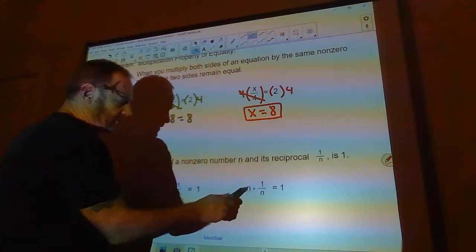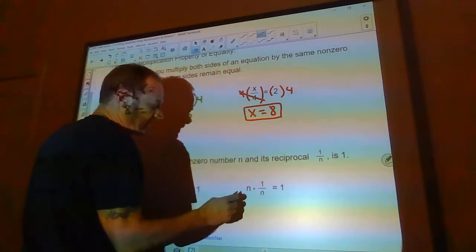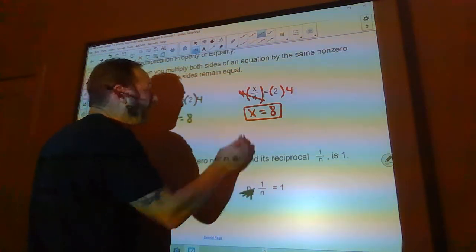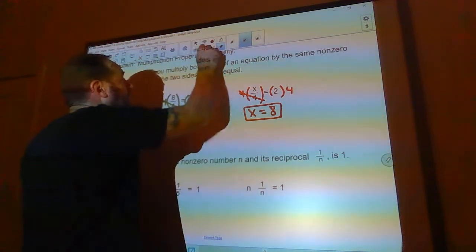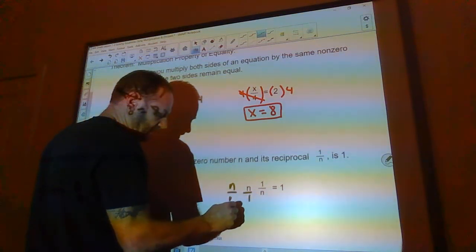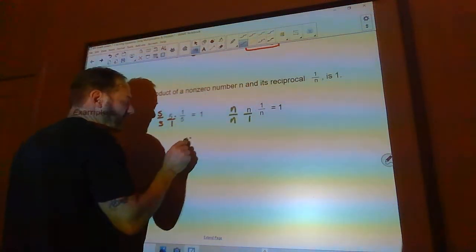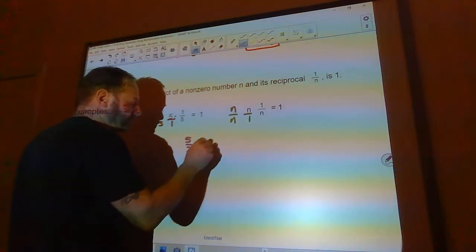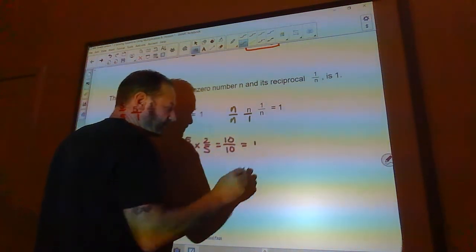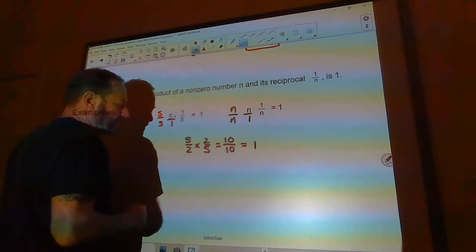Okay. So n times 1 over n equals 1. All right, so if we look at it this way, n over 1. Okay, n times 1 is n, and 1 times n is n, and n over n is 1. So I can do this with any number. So for example, if I had the fraction 5/2, its reciprocal would be 2/5, and I would multiply that together. That would be 10 over 10, which would be 1. So there you go.